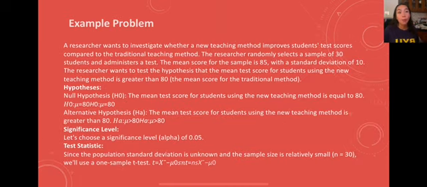Example problem. A researcher wants to investigate whether a new teaching method improves students' test scores compared to the traditional teaching method. The researcher randomly selects a sample of 30 students and administers a test. The mean score for the sample is 85%, with a standard deviation of 10. The researcher wants to test the hypothesis that the mean test score for students using the new teaching method is greater than 80.